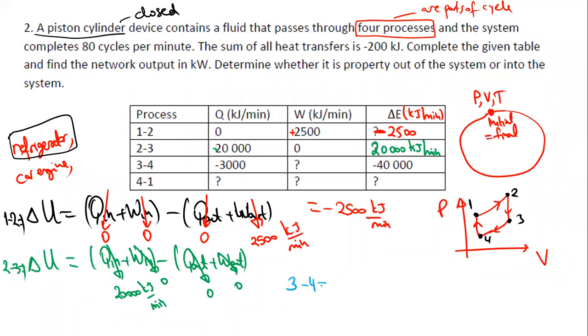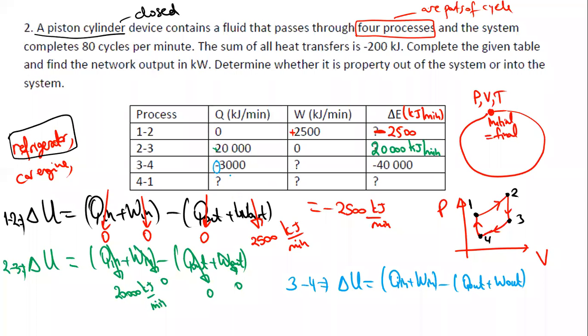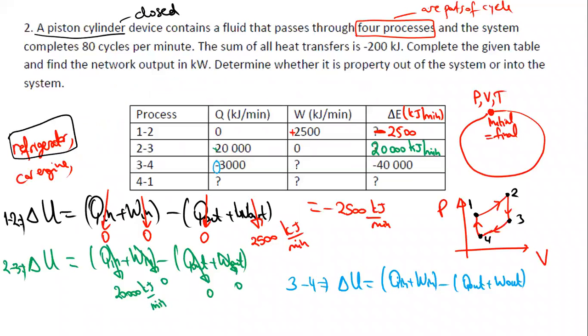So that you will have again delta U equal to Q in plus work in minus Q out plus work out. And for the 3 to 4 process, you can see Q is negative. You can see the negative sign here. When I say that Q is negative, I mean it is the second one, which is the out quantity. Therefore, I just add the Q out, which is 3,000.